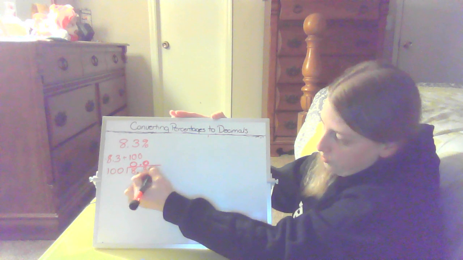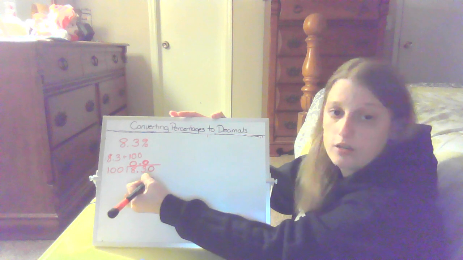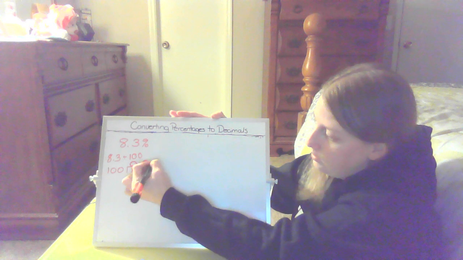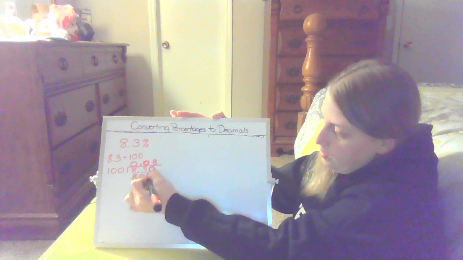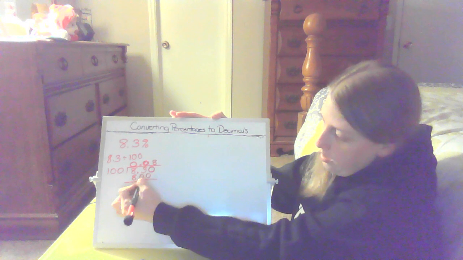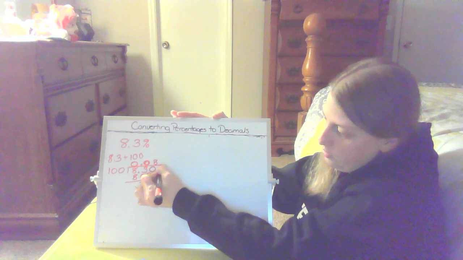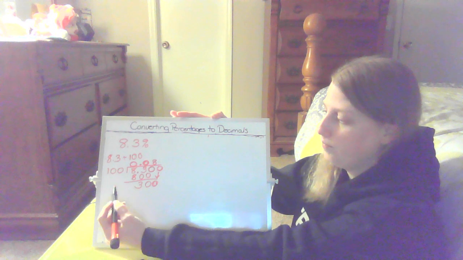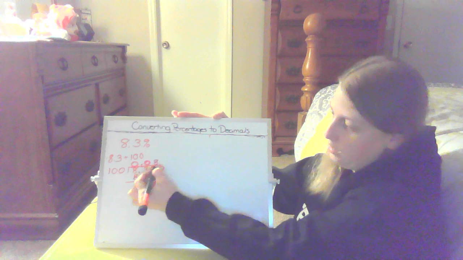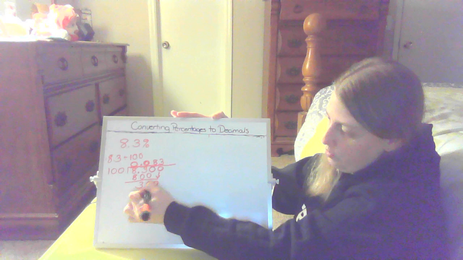And we're going to add a 0 behind the 3, and that's going to give us 830. Now we know that 100 can go into 830 8 times, so we'll put 8 there, and that's going to give us 800. Now 830 minus 800 is going to give us 30, and we're going to make another 0 and bring it down. And we know that 100 can go into 300 3 times. Okay, so that's going to give us 300. And we know that 300 minus 300 is 0.